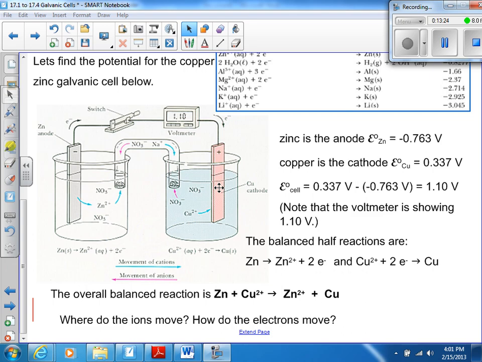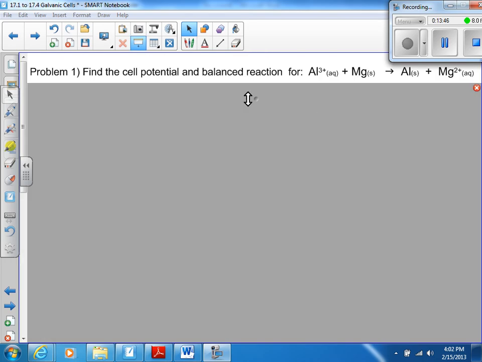And what you physically see happening, you should write this down in your notes. The copper cathode gains mass. The mass gets bigger because we're producing copper. The zinc anode, the mass actually gets smaller because we are using up the zinc atoms to produce zinc ions. This thing gets smaller. This cathode gets larger.